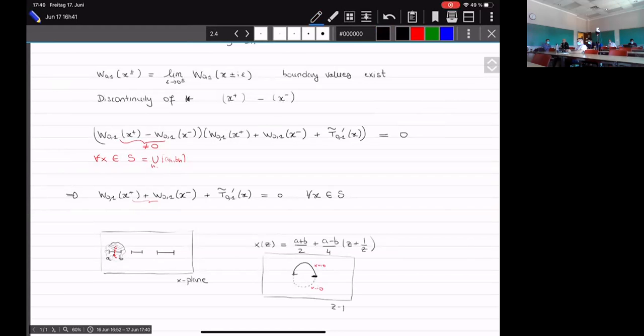Sorry, Gaetan, one question. Yes. Yeah, so does the nature of convergence change if you are on the edge of each interval?